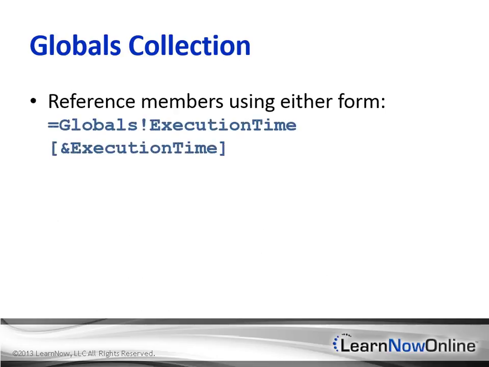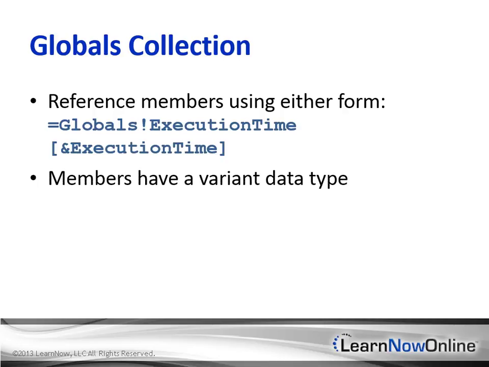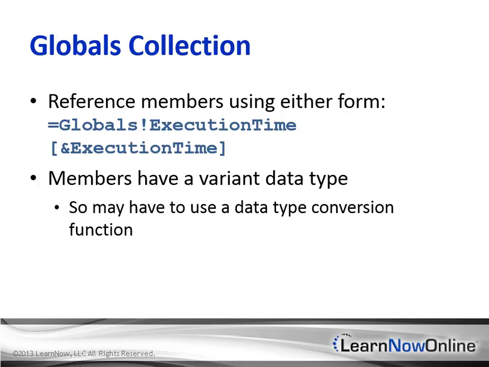Now, you can reference members of the globals collection using either of these forms, equal globals bang execution time, or square brackets ampersand execution time. So the ampersand indicates that you want to access the globals collection. Members of the globals collection have a variant data type. And that may mean that in order to use the values, you might have to use a data type conversion function to achieve the correct result that you need for an expression, particularly if you're doing some sort of numeric operation or something like that.